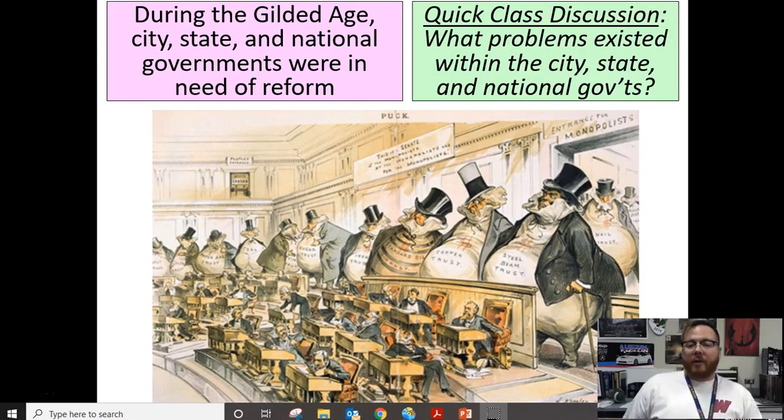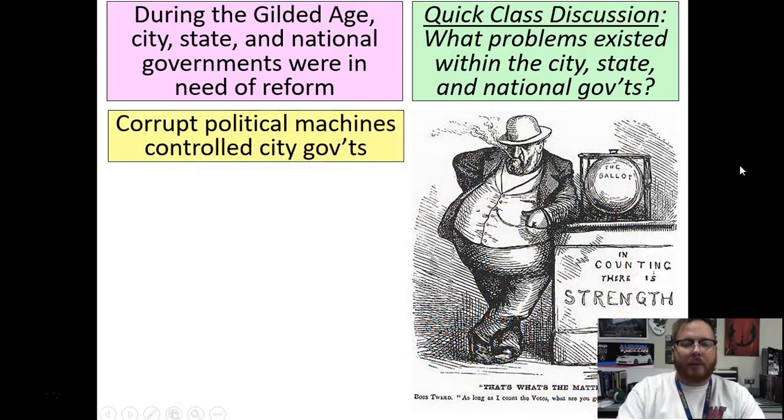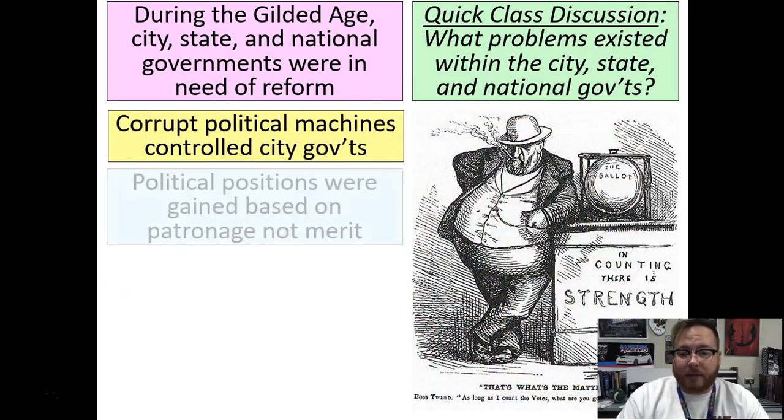So, during the Gilded Age, city, state, and national governments were in dire need of reform. Reform means, of course, to just change things, and ideally change for the better. So, while we go through this, I want you to think about what problems existed within city, state, and national governments. One of the things that we did talk about was political machines, and that's going to be kind of key here moving forward. There we go. So, corrupt political machines controlled city governments.